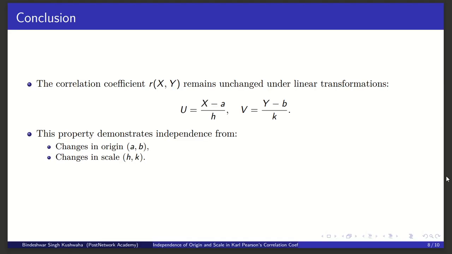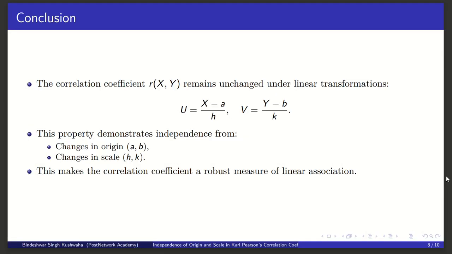Origin means, in our case, we have subtracted a from x and b from y, and change in scale means we have divided. We could also multiply. So changes in scale means we have divided, and it didn't make any change in correlation. So this makes the correlation coefficient a robust measure of linear association.